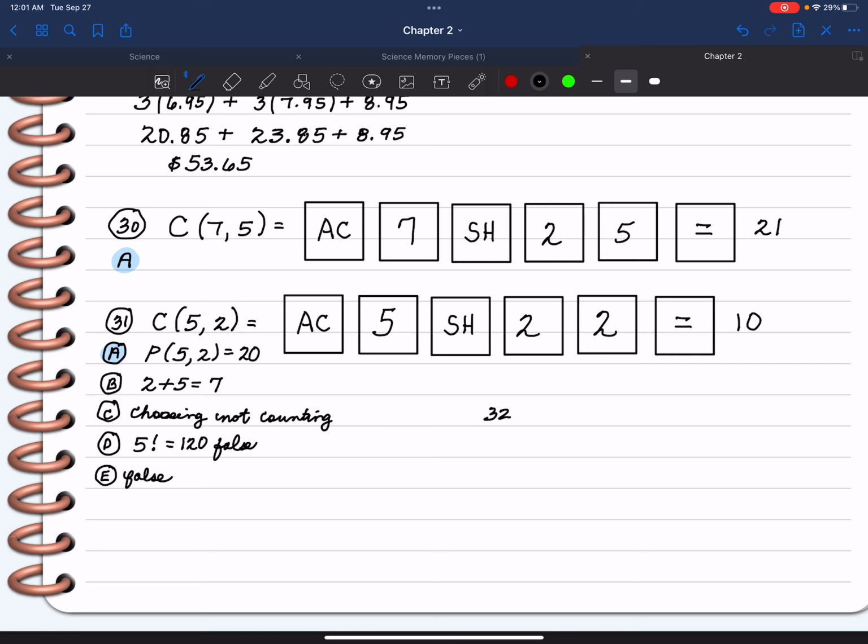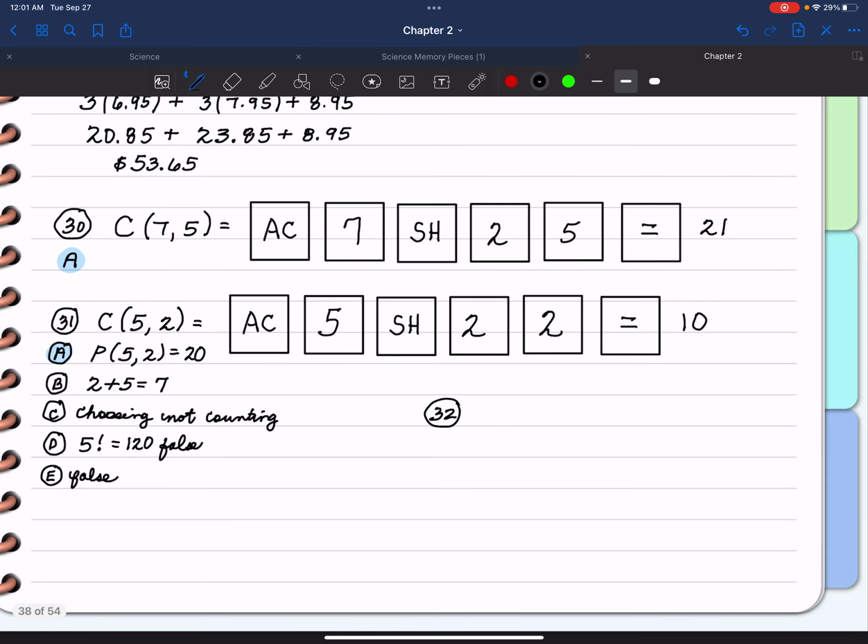Number 32. To find the number of combinations of 3 items out of 27, you could find the number of permutations of 3 out of 27 and then divide by what factor? Well, if you know your formula, you've got this one.